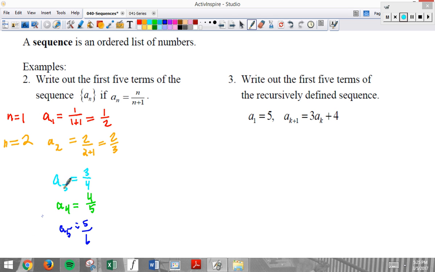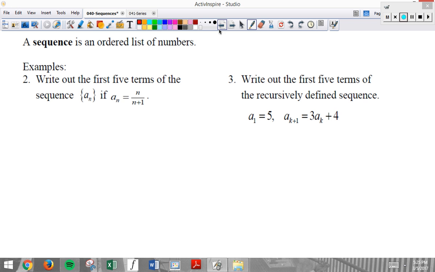I'm just showing that in case it's the first time you've ever heard the word sequence in a math context. What I expect you to be able to do is to just go right down the line. 1 over 2, 2 over 3, 3 over 4, 4 over 5, 5 over 6. And just plug in your head and list them in order.